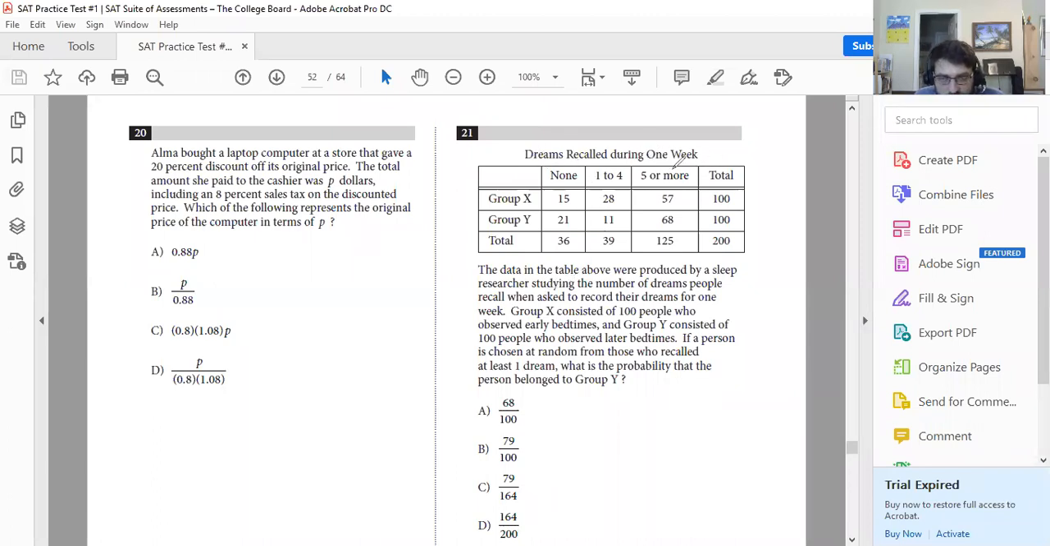We have dreams recalled during 1 week. The data in the table above were produced by a sleep researcher studying the number of dreams people recall when asked to record their dreams for 1 week. Group X consisted of 100 people who observed early bedtimes, and Group Y consisted of 100 people who observed later bedtimes. These are early people. We have our late people.